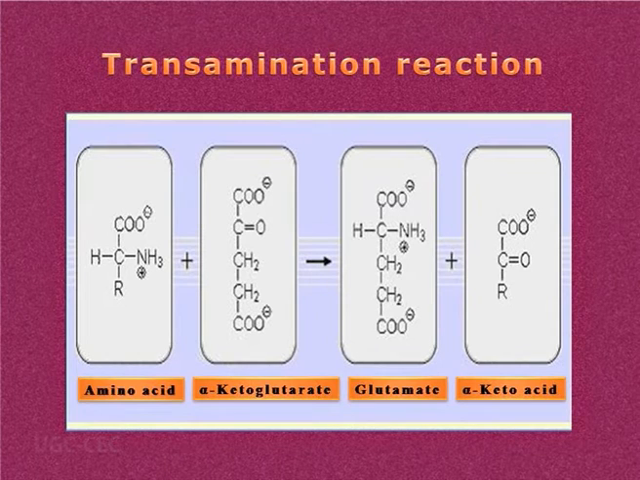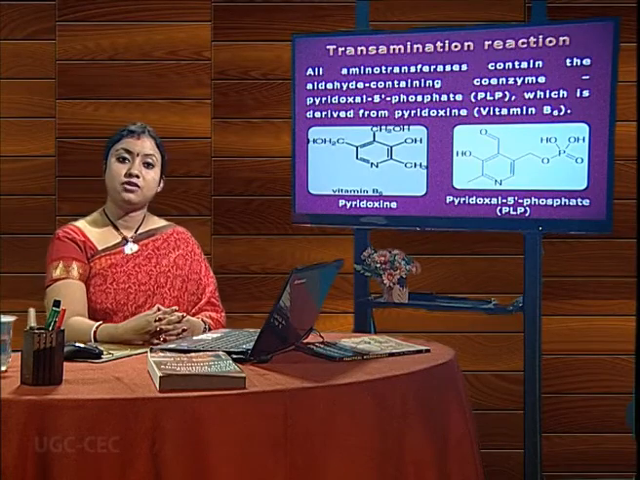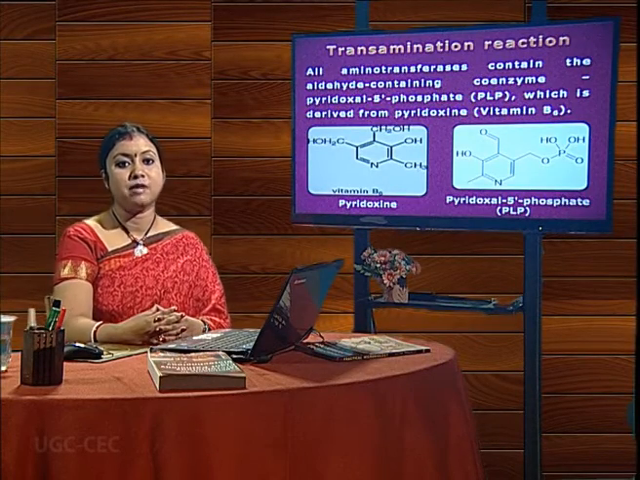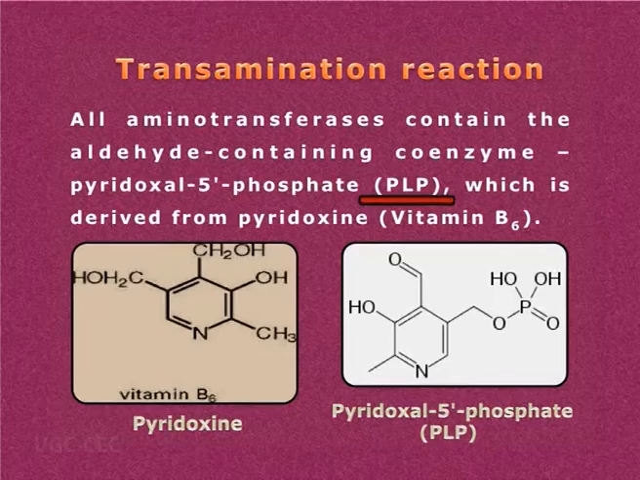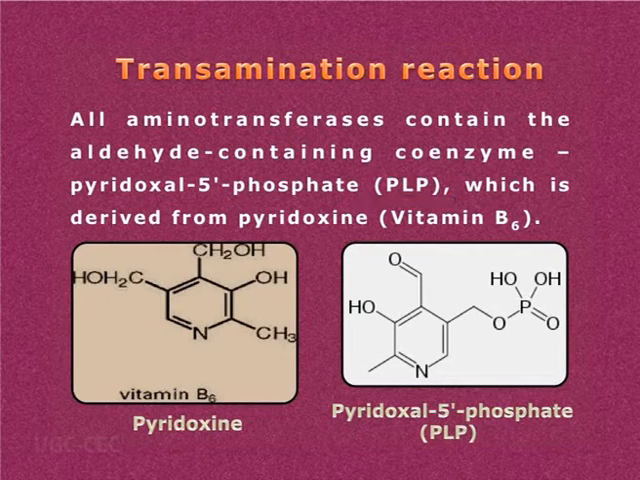To generalize the reaction, we can see here that from an alpha amino acid, the alpha amino group is transferred to an acceptor alpha keto acid called alpha ketoglutarate, which after accepting the amino group is converted to glutamate and another alpha keto acid. Now these transamination reactions are catalyzed by aminotransferases or transaminases, and the coenzyme required is PLP.